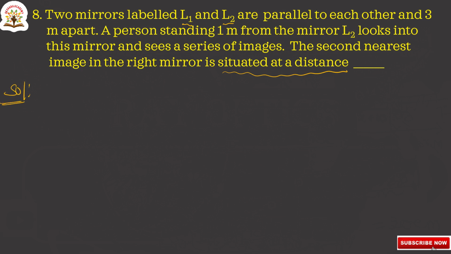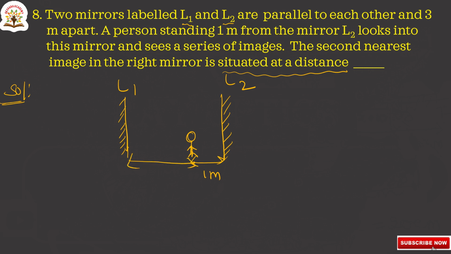Here this is one mirror, and here they given it is L1, and this is another mirror, L2. These are parallel to each other, and in this question they given a person is standing 1 meter from the mirror L2. So this distance is 1 meter. The two mirrors are 3 meters apart, so the remaining distance is 2 meters.